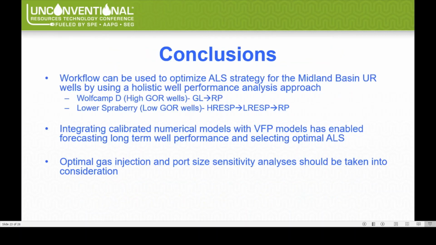Some of the conclusions that we came up with is that this workflow can be used to optimize AL strategy for the Midland Basin by using holistic well performance. For the Wolfcamp D, we recommend a gas lift to rod pump conversion. And for the Lower Sprayberry, we recommend a high rate ESP, and then within 9 months convert to a smaller rate ESP, and then eventually a rod pump.